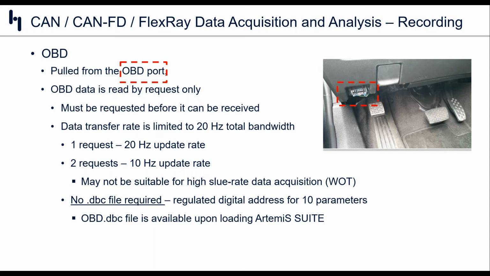So no DBC file is required for OBD data. These are regulated digital addresses for 10 parameters, which means they're always going to be at a certain digital address. No decoder file, like a DBC file, is required for it, but it does technically connect to a DBC file. The OBD DBC file is available upon loading Artemis Suite.